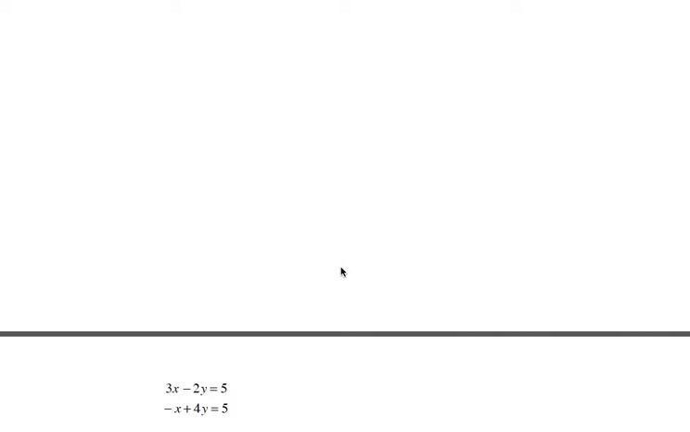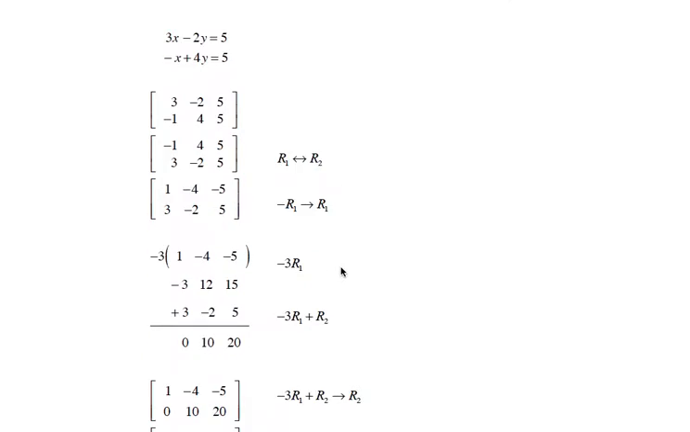Now I will walk you through solving this by row reducing its corresponding matrix. And so we will have a 2 by 3 matrix, that is, 2 rows and 3 columns. The 2 rows correspond to the 2 equations. The 3 columns correspond to the x values, the y values, and the constant values on the other side of the equal sign. So this first row becomes 3, negative 2, and 5.